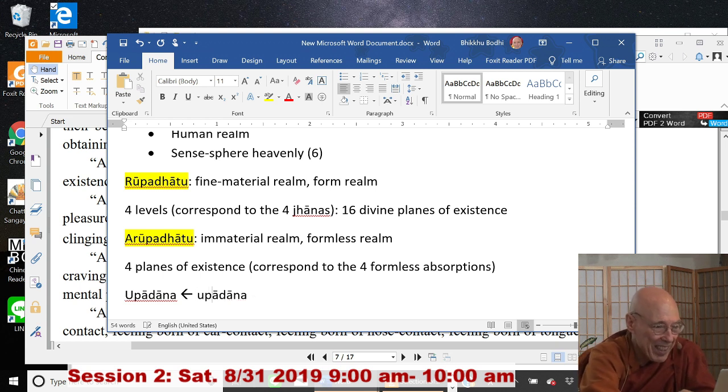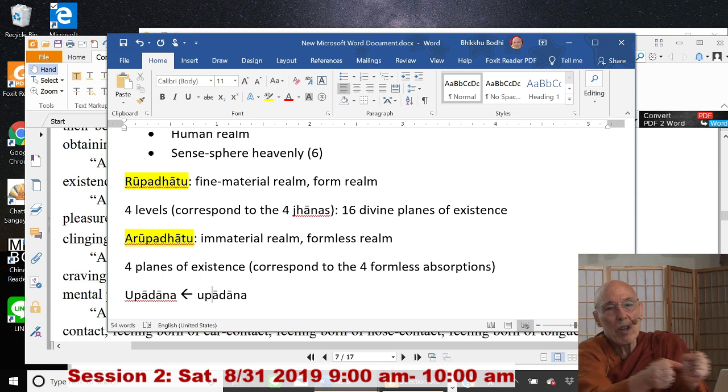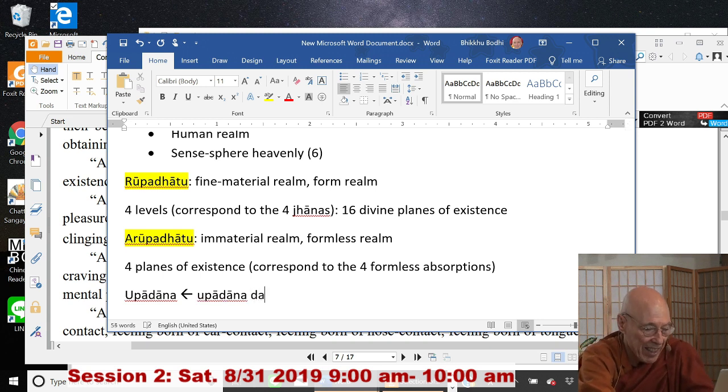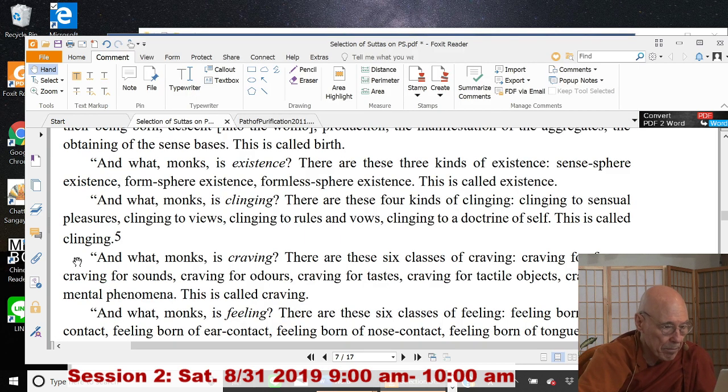And then the prefix upa gives the idea of towards oneself. So it's taking towards oneself. This is what we translate as clinging or grasping. In fact, the commentaries explain upadana as dalha gahana, which means strong grasping. So it's grasping things and taking things towards oneself. And so the sutta enumerates four kinds of clinging.